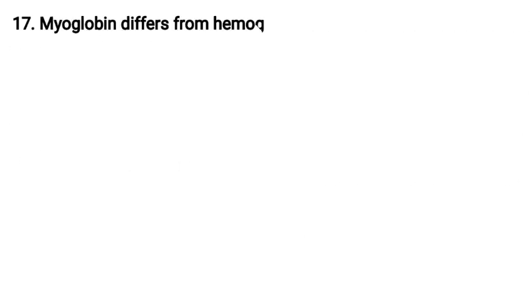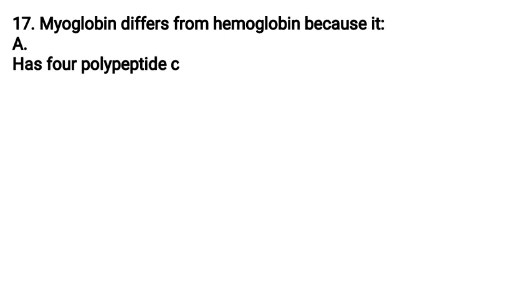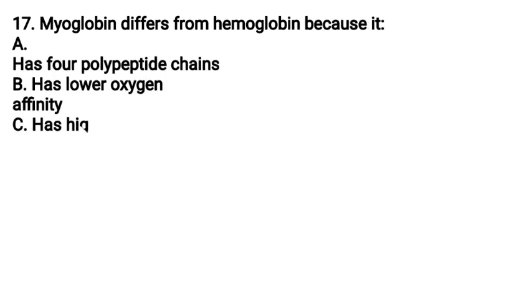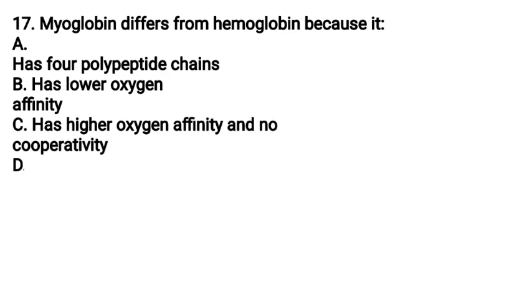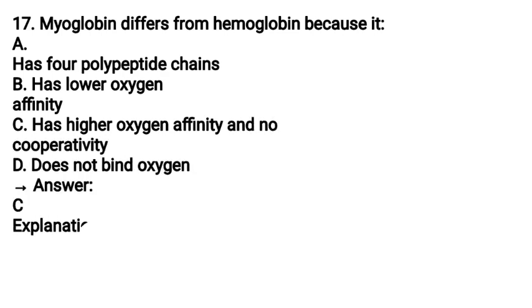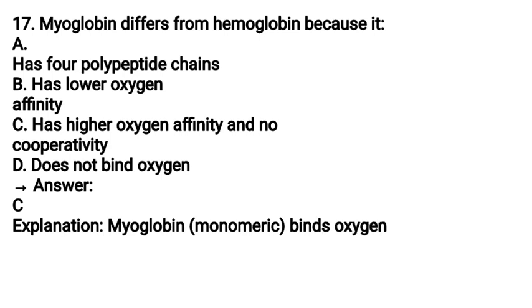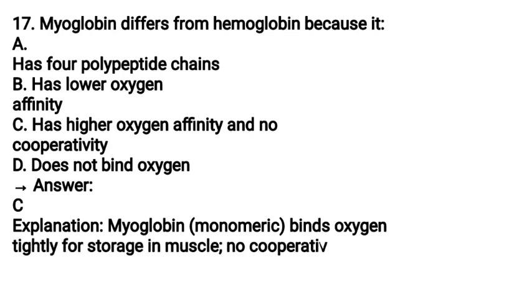17. Myoglobin differs from hemoglobin because it: A. Has 4 polypeptide chains, B. Has lower oxygen affinity, C. Has higher oxygen affinity and no cooperativity, D. Does not bind oxygen. Answer C. Explanation: Myoglobin, monomeric, binds oxygen tightly for storage in muscle, no cooperative binding.